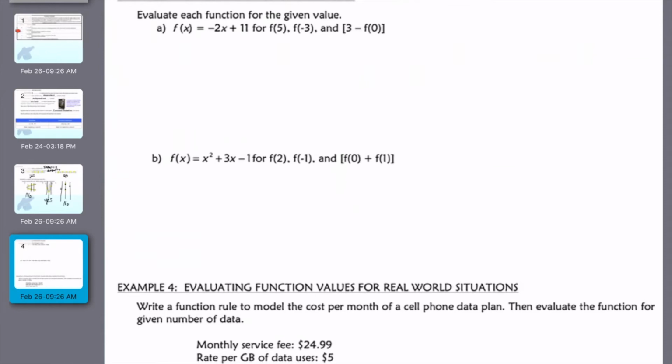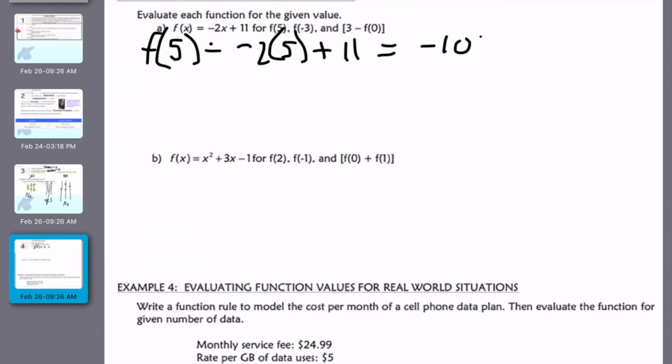Evaluate each function for the given value. So I have f of x equals negative 2x plus 11, and I need to solve that for f of 5, f of negative 3, and 3 minus f of 0. And what's really nice about these is that I can just swap out my x value for whatever number they're putting in. So I know that f of 5 is really equal to negative 2 times 5 plus 11, which is going to equal negative 10 plus 11, which is going to equal 1.